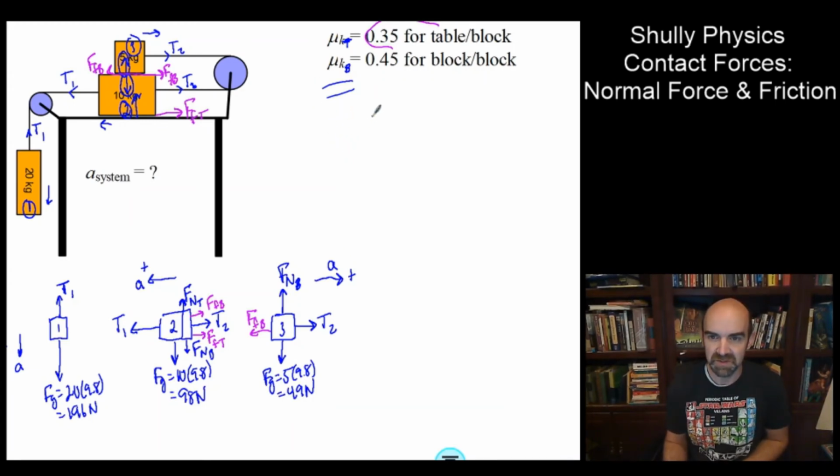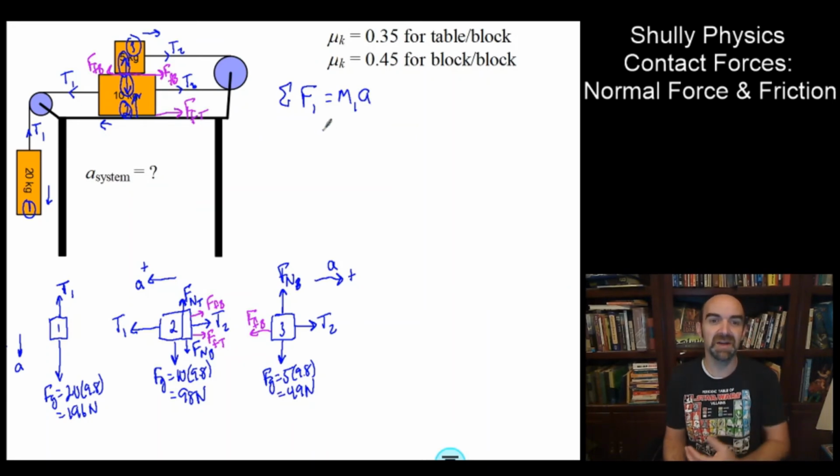So I'm going to start, just to kind of keep everything up here as high as possible, let's get rid of some of those. There we go. Clean that up. We're going to take the sum of the forces acting on block 1 equals mass of block 1 times acceleration.